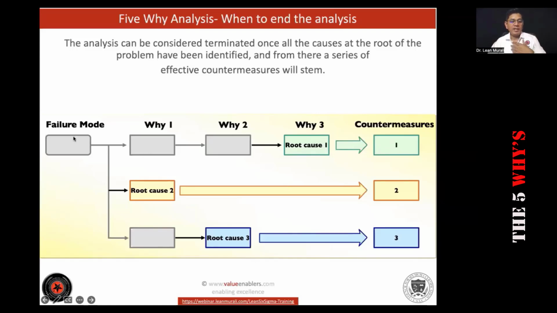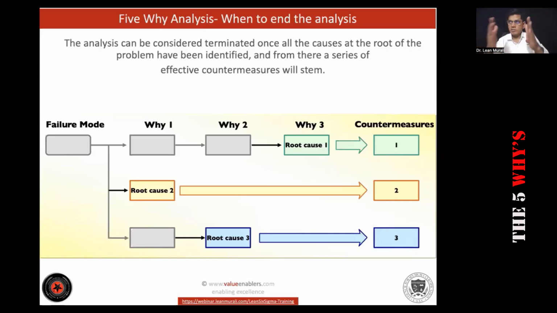Okay, I'll just quickly explain again. This is a tree diagram type. Why did this happen? Why does this problem happen? Because of the failure mode, as we call it, the way in which it has failed. Now there can be one reason or multiple reasons for failure.